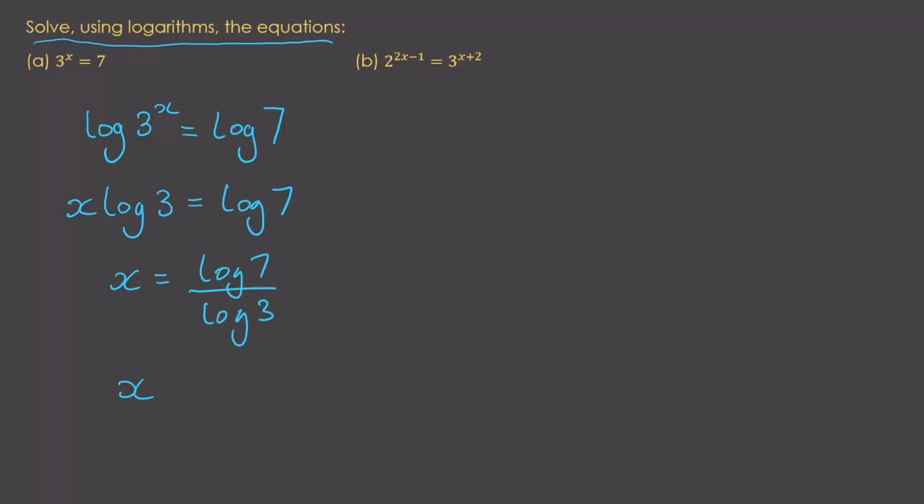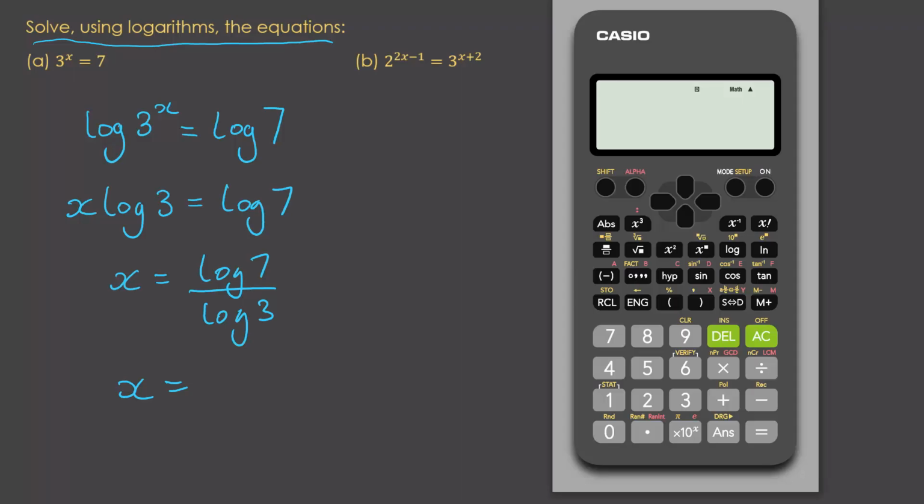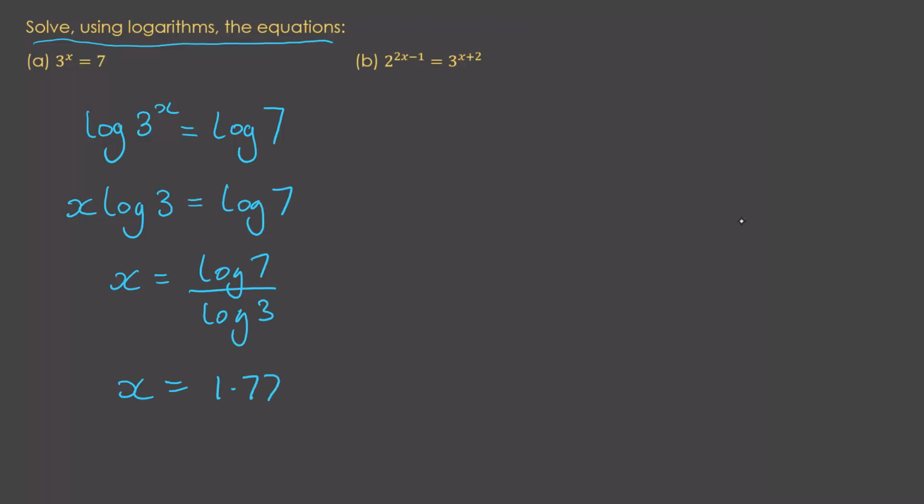Now don't get confused, there's no division log law. The log law which involves division is when you subtract logs. So what you need to do here is just simply go to the calculator and calculate log 7 divided by log 3. And we get 1.77, correct to 2 decimal places.